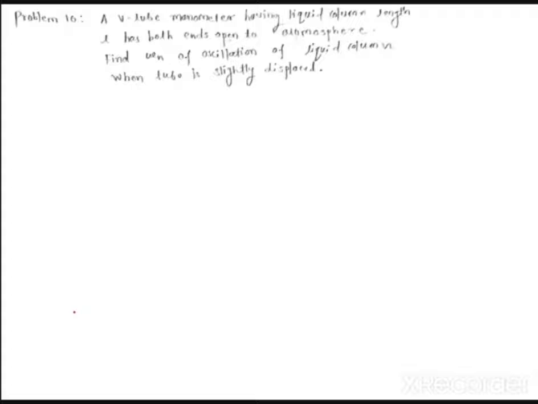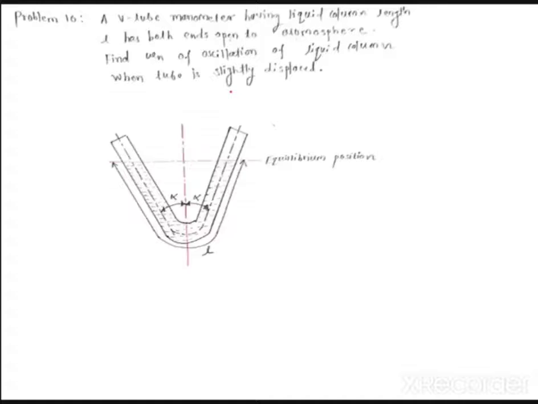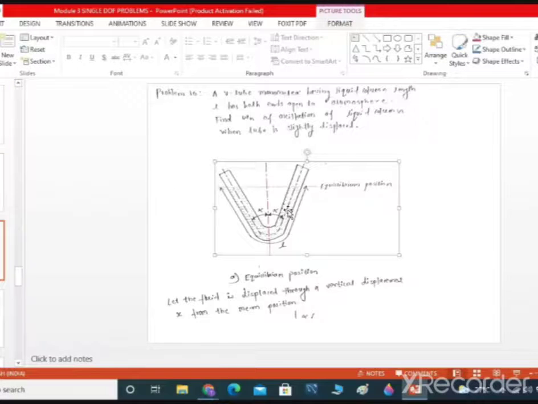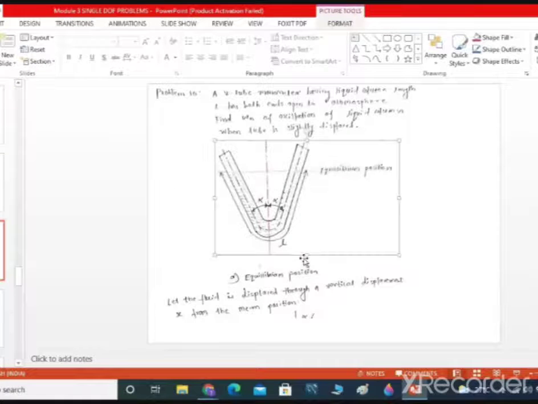Okay. Now we will solve the next problem. Same again, I will take an example of a V-tube manometer. Instead of a U-tube manometer, here we will take a U-tube manometer which is at an angle alpha, or V-tube manometer. Okay. Now you can see this. Just a second. I will maximize this.